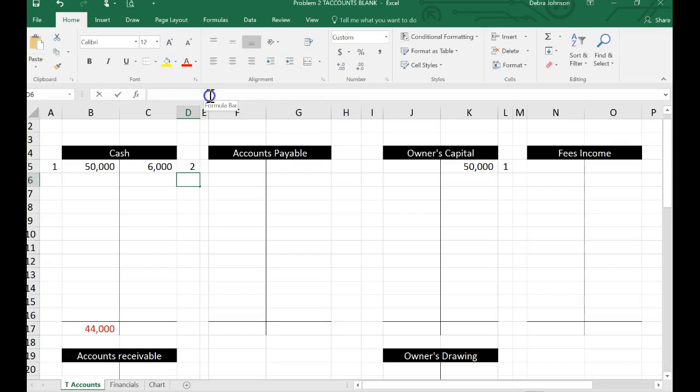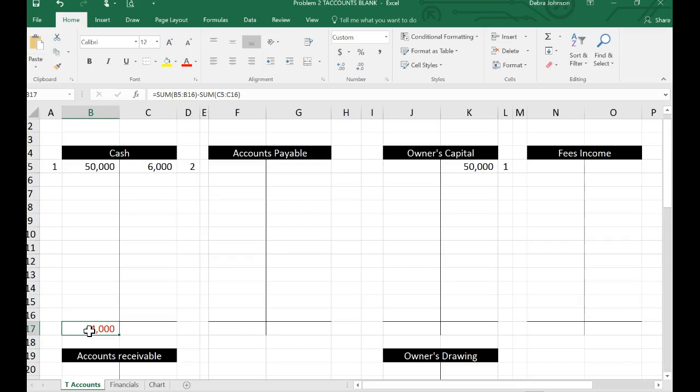I want you to notice something. I created several subtotals on these accounts for you, and if you go look at the formula, you'll see that it's the summation of the debit side less the summation of the credit side, and it balanced. I did that for several accounts. You're going to have to do the totals for the other accounts. Okay, so keep that in mind.